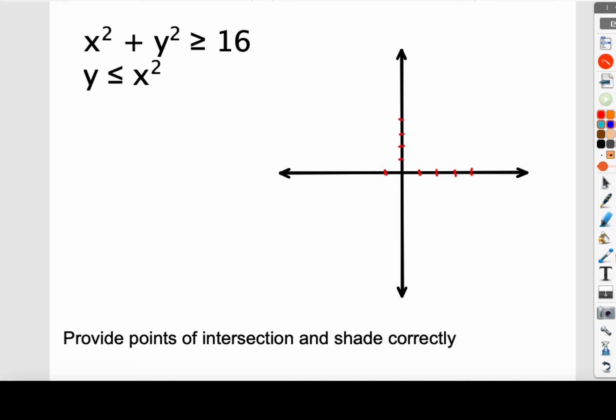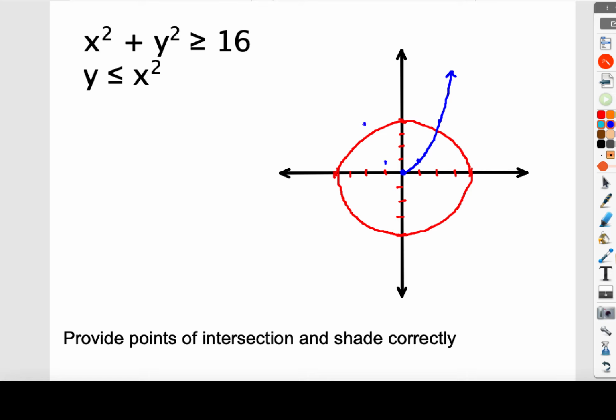So what I'm going to do is go ahead and plot out 4 units each direction. Then I'm just going to do my best to draw a nice round circle here. Getting a little oblong, but that's okay. I also know that the second equation, y equals x squared, is a simple parabola. So I can go ahead and plot it: 0, 0, 1, 1, 2, 4. And I know that I've already sort of exceeded, gone outside of my circle there.